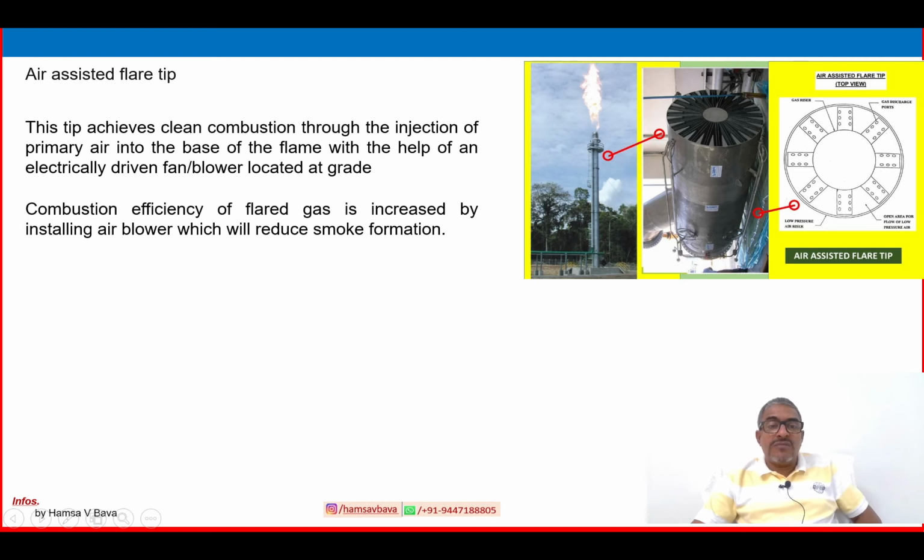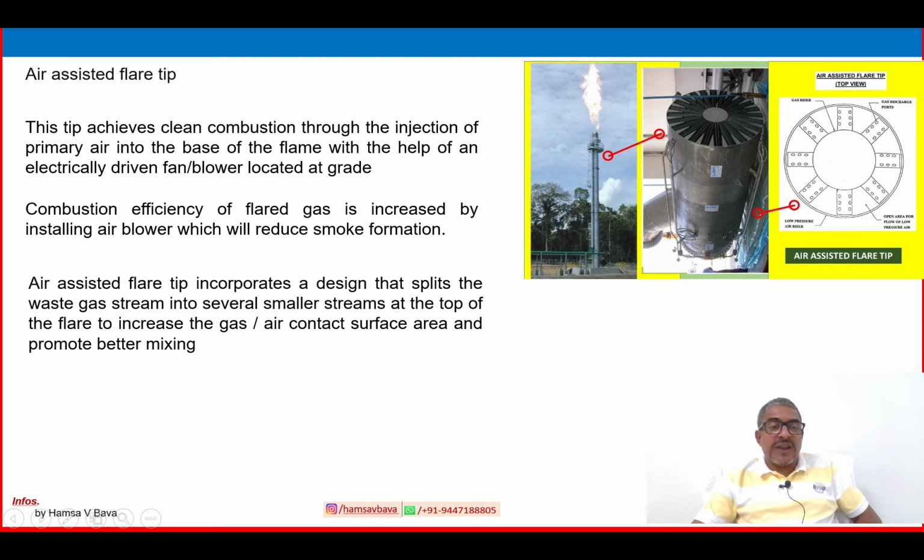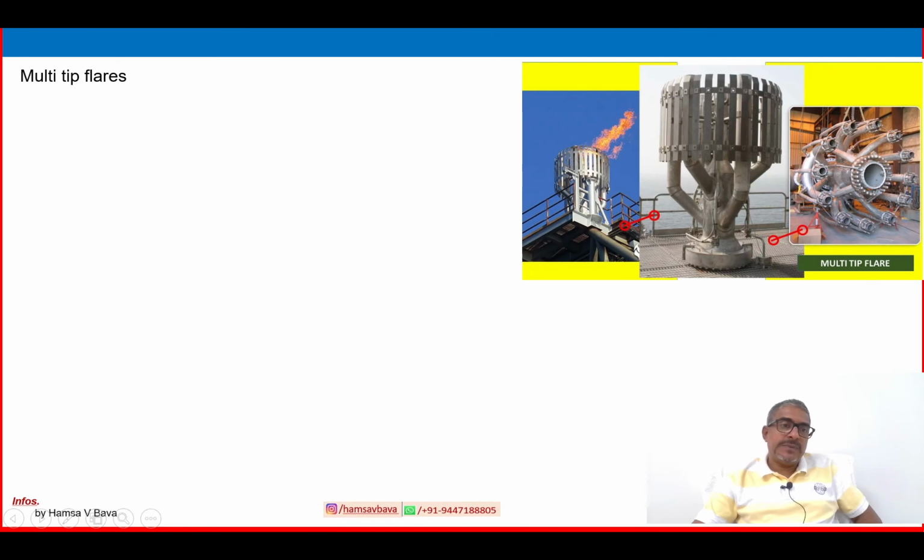Combustion efficiency of a flared gas is increased by installing an air blower, which will reduce smoke formation. The air assisted flare tip incorporates a design that splits the waste gas stream into several smaller streams at the top of the flare to increase gas air contact surface area and promote better mixing.